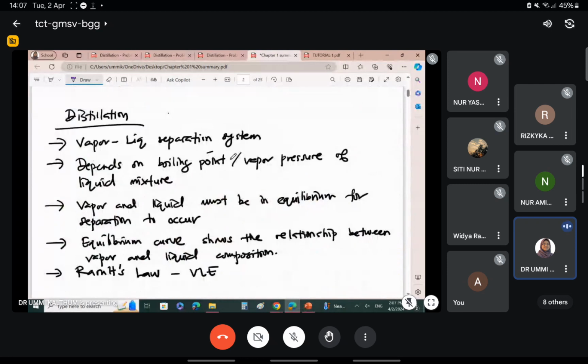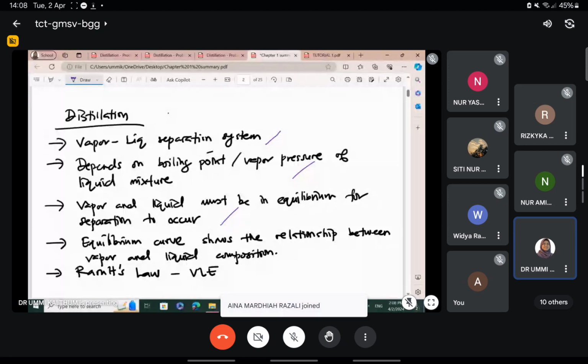Okay, so what is distillation? Distillation secara in general is a vapor liquid separation system. Okay. So it depends on boiling point or vapor pressure of the liquid mixture. Okay, vapor and liquid must be in equilibrium for separation to occur. So kalau tak dalam equilibrium stage, dia tak boleh separate.